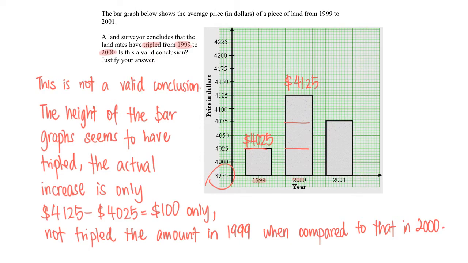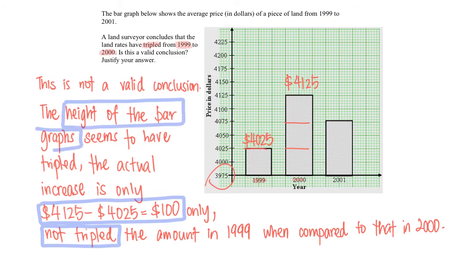Alright, so the most important thing in this kind of question, we do need to follow the context. So I would need to see some context here and obvious values. $100 difference is not tripled, and you do need to tell us the misleading part: the height of the bar graphs is the misleading part, and this is also another misleading part. It does not start from 0.